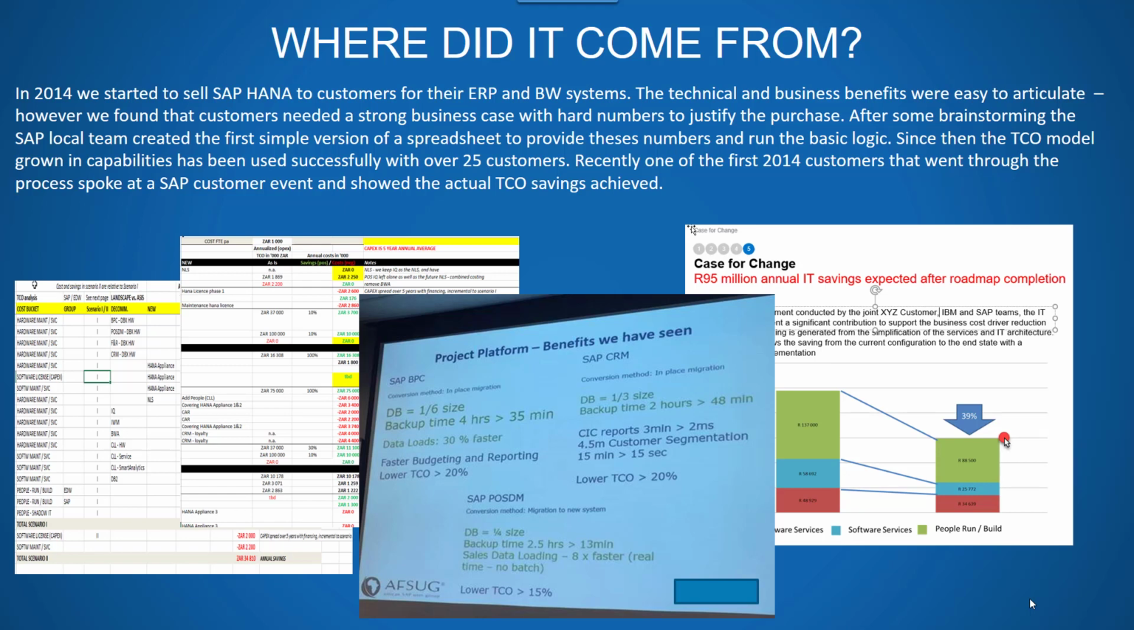So we've now gone through this process with about 25 odd customers. In most cases, it's been very useful for those customers to understand the impact of introducing HANA into the environment. In some cases, customers saw huge benefits. In other customers, there probably weren't that strong benefits, but at least the customer could understand what the actual numbers represented.